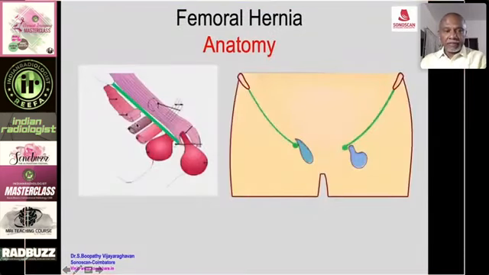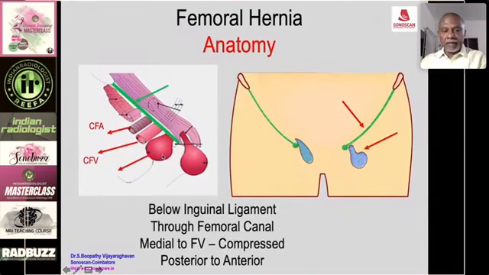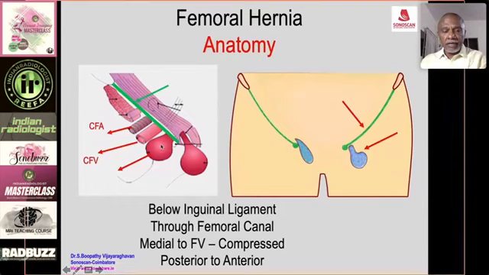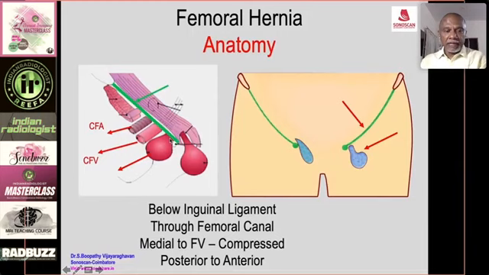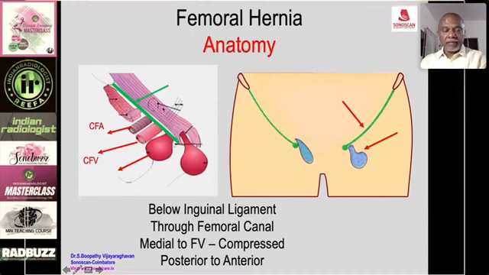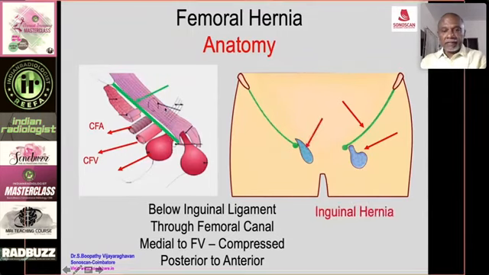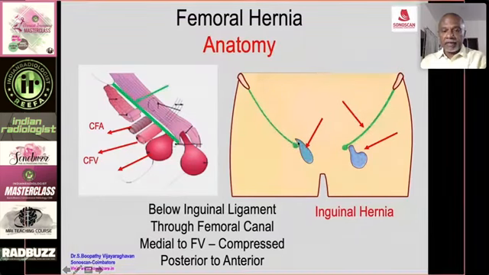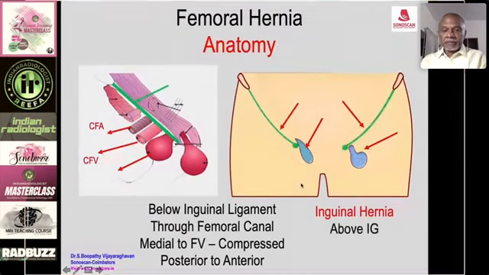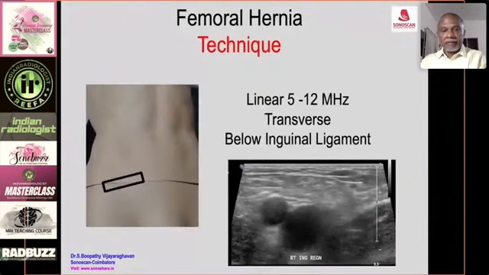So here that is the inguinal ligament, the common femoral artery, common femoral vein, and that is the femoral canal, through which the hernia happens. The neck is posterior to the inguinal ligament, and then the sac comes anteriorly. Whereas in the inguinal hernia, it happens superficial to, anterior to the inguinal ligament, and then goes posteriorly into the scrotum. So that is the difference between femoral and inguinal hernia.